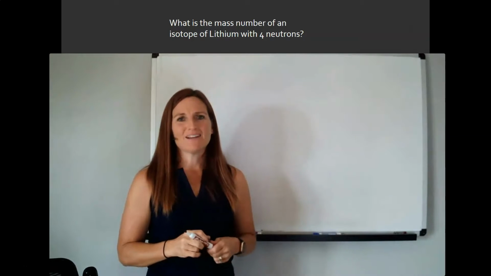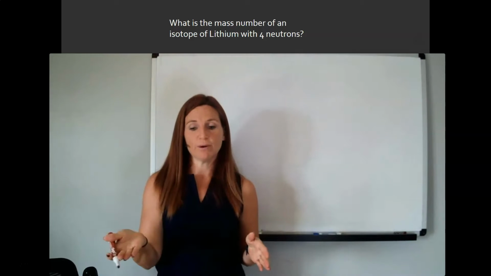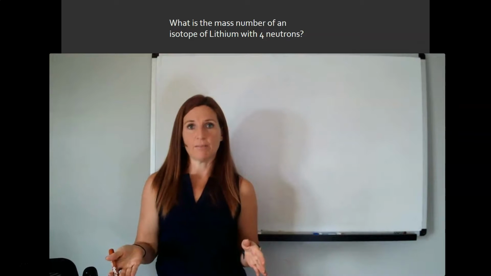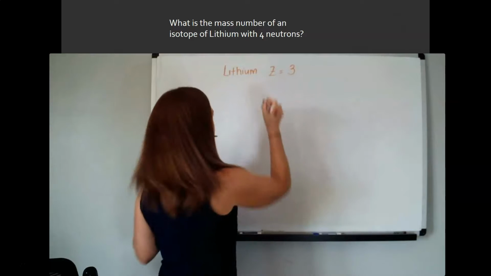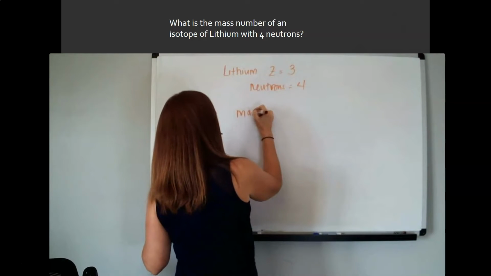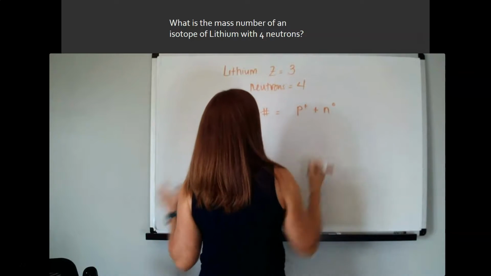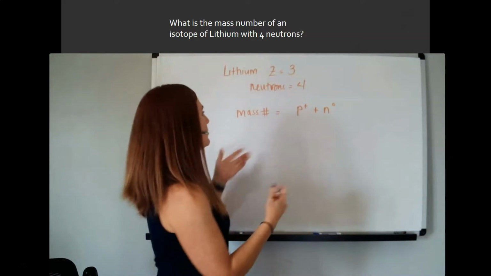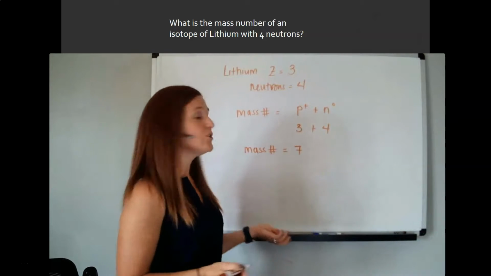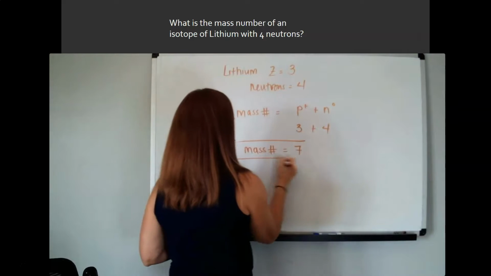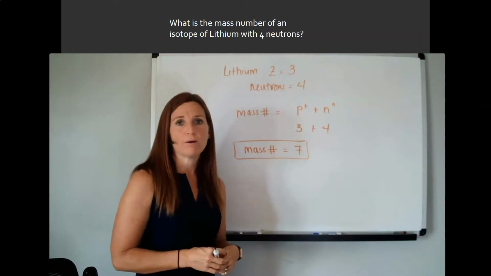This one says, what is the mass number of an isotope of lithium with 4 neutrons? So for this one, again, we're going to have to go to the periodic table, find lithium, and see what its atomic number is. Lithium's atomic number is 3. We know that the number of neutrons equals 4. So mass number is equal to protons plus neutrons. Now I just plug in. Mass number is equal to 3 plus 4. Mass number is equal to 7. There is no unit that goes with this one. I would recommend writing out mass number equals 7 for a problem given on the test.